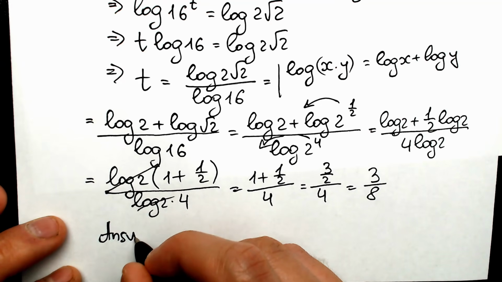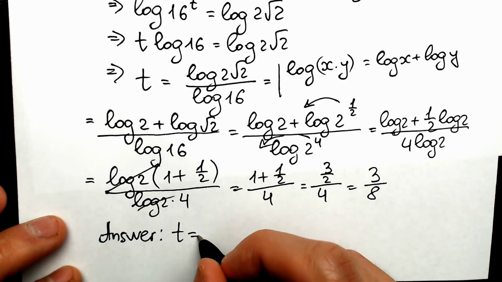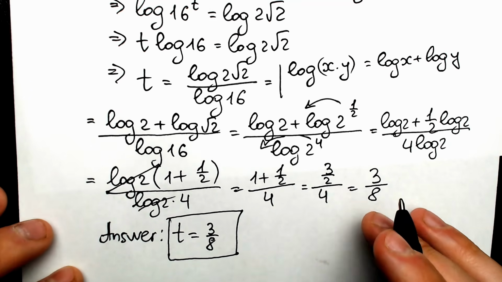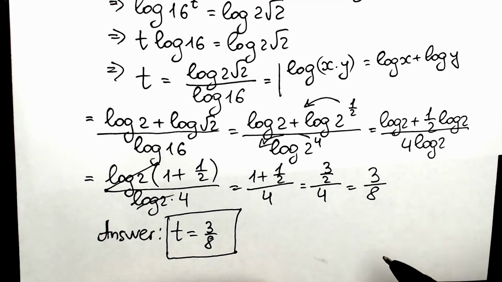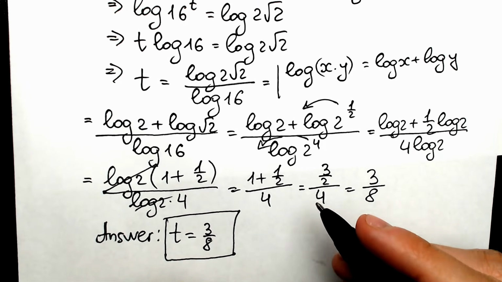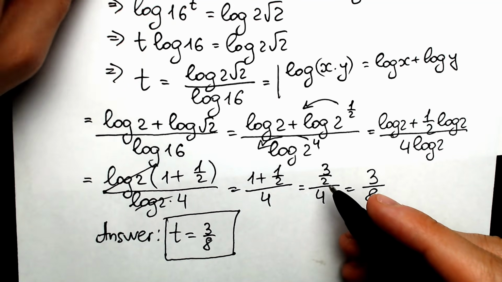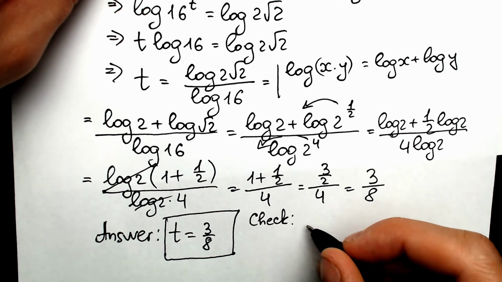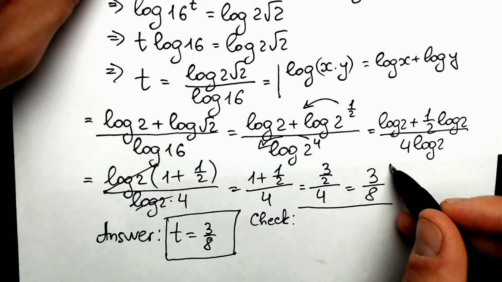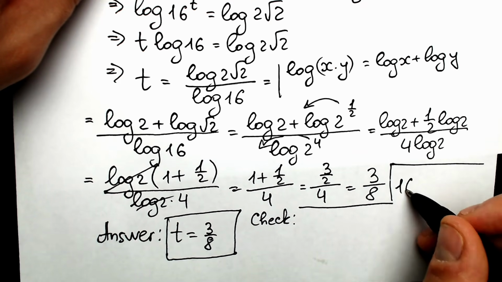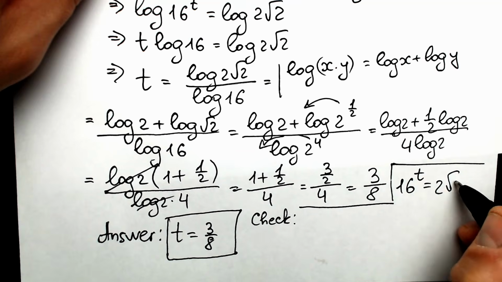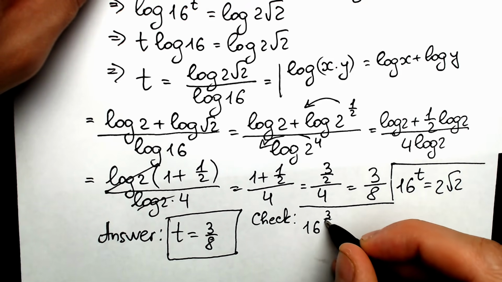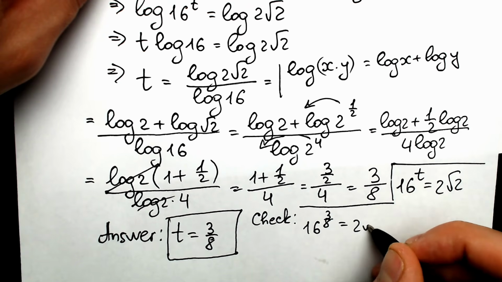And in the end, let's check it real quick. So we have our answer, t equals 3 over 8. I'm going to check it right here on the right side. I guess I have enough space for that. So let's write our check. Here's our question: 16 to the power t equals 2 square root of 2. So let's check it: 16 to the power 3 over 8 equals 2 square root of 2.